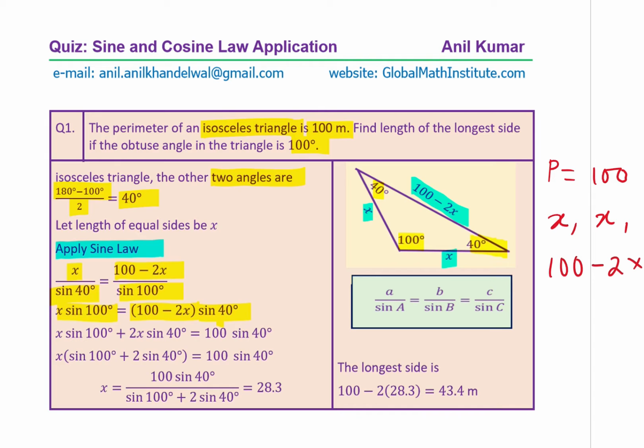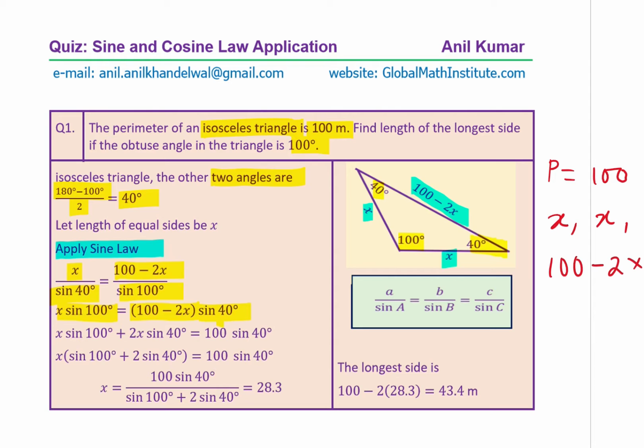Well, at this stage, you can actually calculate the values of sine 100 and sine 40. Write down the calculated values, then you'll only be working with numbers and find the value of x. Perfect, you could do that. What I've done here, I carried on with sine 40 and sine 100 till the end so that I could clearly show you the method, correct?